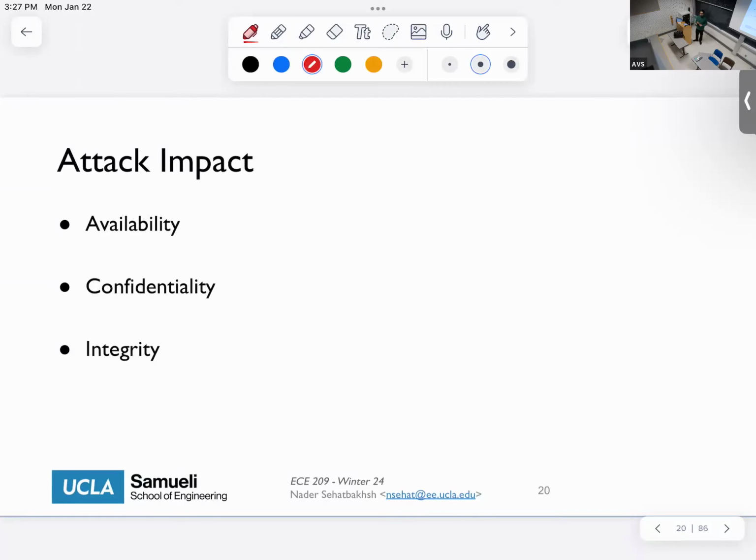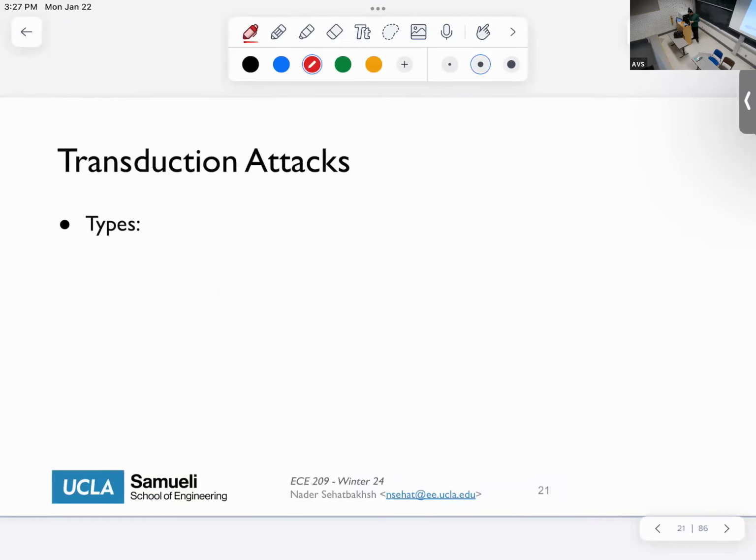So what are the attack impacts? The attack impacts are the same availability, integrity, and confidentiality that I talked about. There's nothing new here. It's the same thing. The attacker's goals are still the same. They want to attack various different things here. So what are the different types of transduction attacks, do you think? Can you give me different modalities for transduction? Remember, transduction is that I change the environment in order to cause some issues to the system.